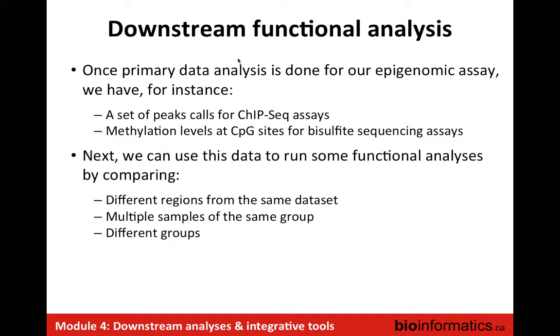What we've seen so far in the workshop is different software and tools to do primary data analysis for ChIP-seq and methylation. What we get at the end of that is, in the case of ChIP-seq, a set of peaks, often represented as bed files, which tell you where on the genome the peaks that were identified are. In the case of methylation, we get methylation levels at different sites, CpG islands or CpG specific sites all across the genome. Next we can use this data to run some functional analysis tools by comparing, for example, different regions in one specific data set, or multiple samples of the same group, or samples across different groups such as case versus control.